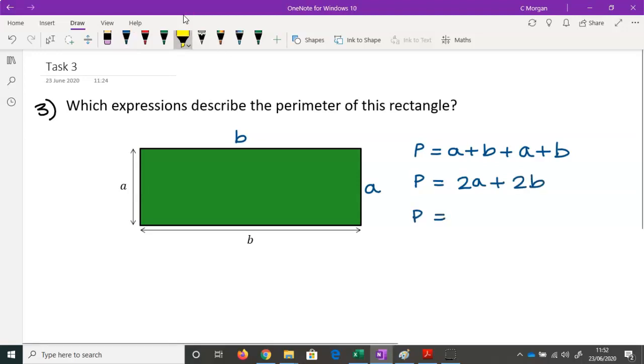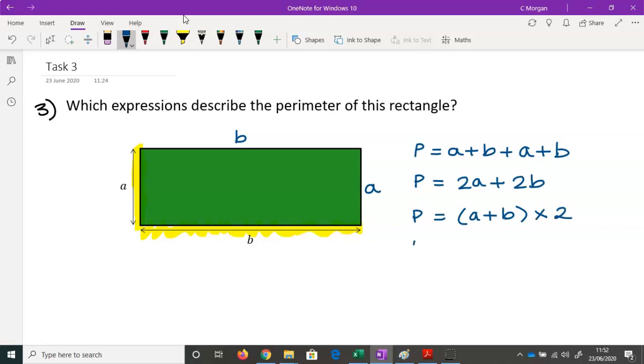But if you did it the quick way, and I know one length is A, and then I know one length is B, I could add up the A and B first, and then, because I know the other 2 sides are the same as those, I could multiply that by 2. So I could write down 2 lots of, in brackets, A add B, which gives me the same answer as 2A add 2B. I wonder if you can spot a pattern in the expression with brackets and in the expression without brackets.